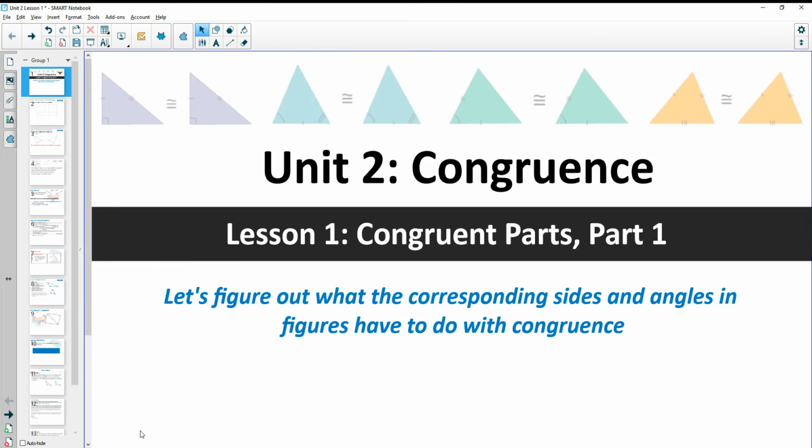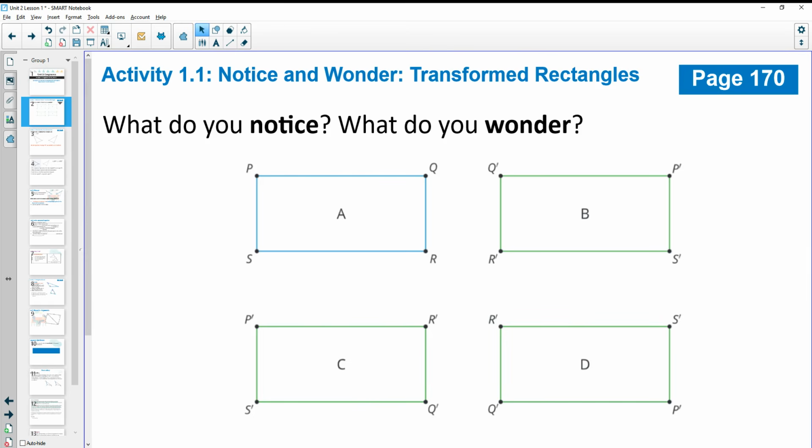In this video, we're going to look at Unit 2, Lesson 1, which is Congruent Parts, Part 1. And we're going to figure out what the corresponding sides and angles in figures have to do with congruence. So first, you can just take a look at this image, and in your student workbook, write down a couple of things that you notice and wonder. So pause the video, spend a minute or two doing that, and then come back.